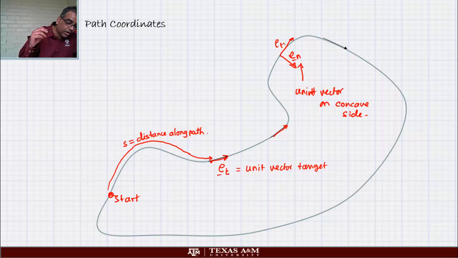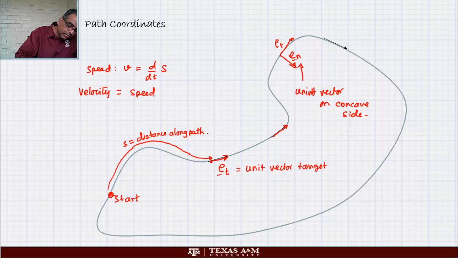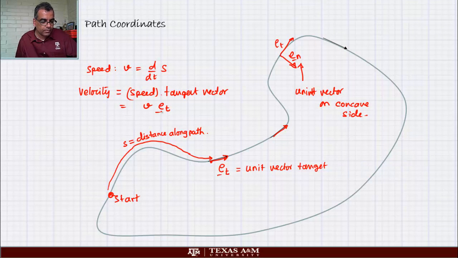Now, I'm not going to do a lot of proofs or anything like that because I think you need to get physical intuition. So first thing is speed. Symbol is V and it is equal to d dt of S, rate of change of distance. That's easy. Velocity is speed times tangent vector. That is V ET. Okay, this is the velocity vector. So you can see this is magnitude and this is direction.